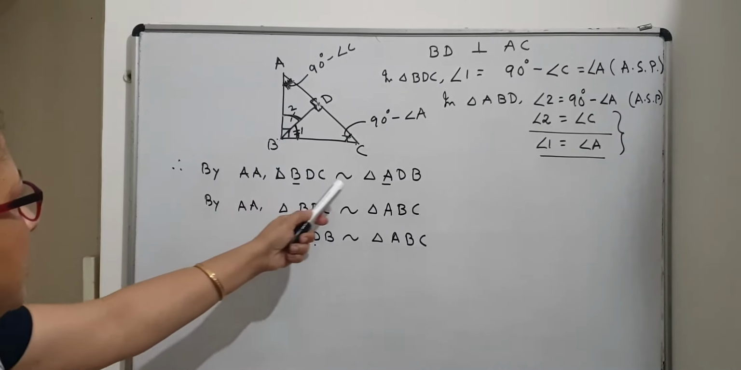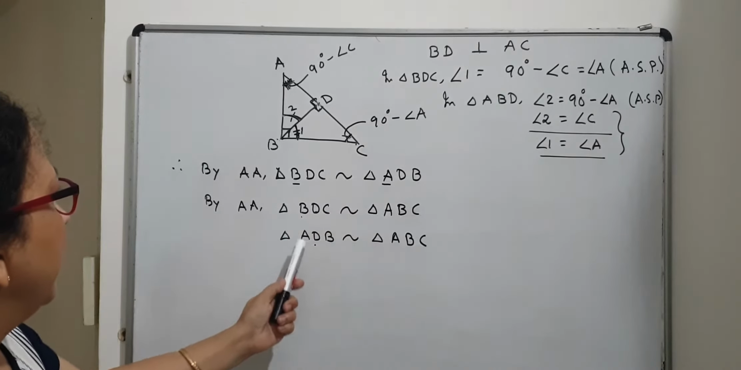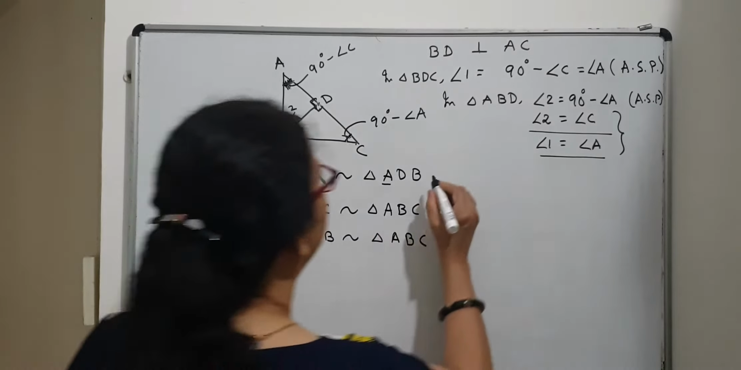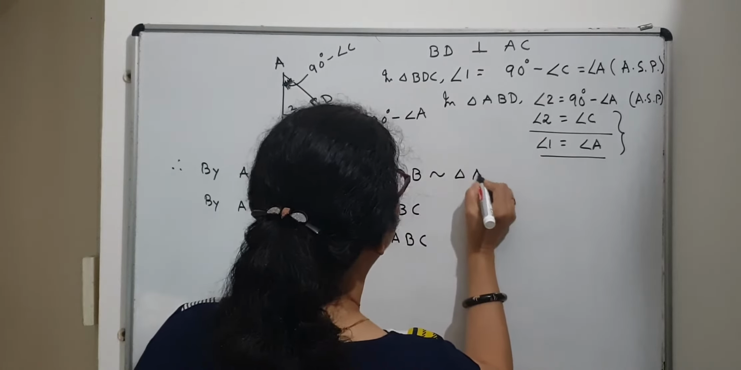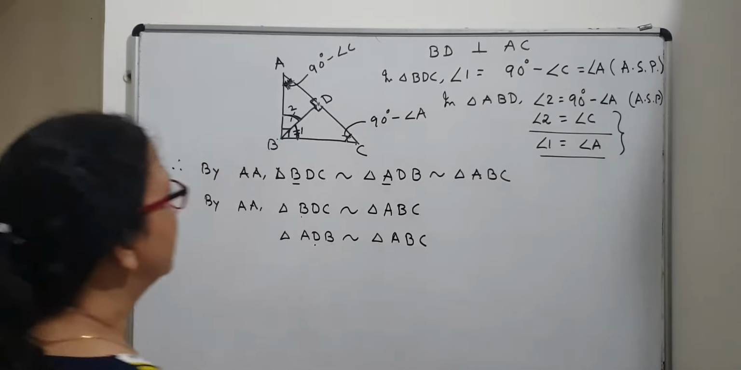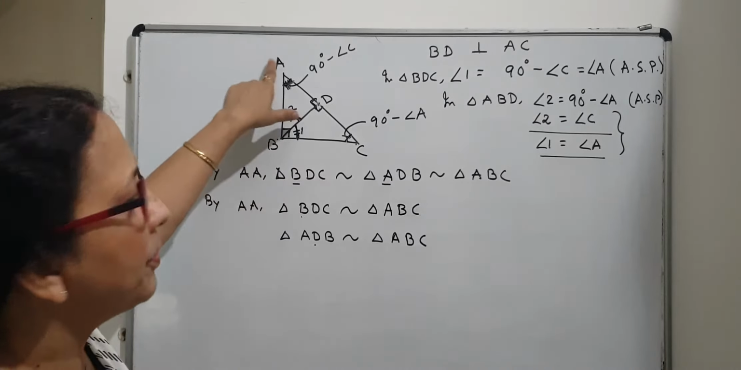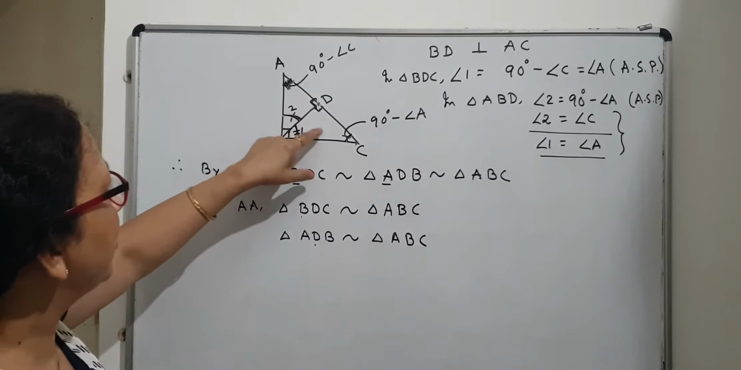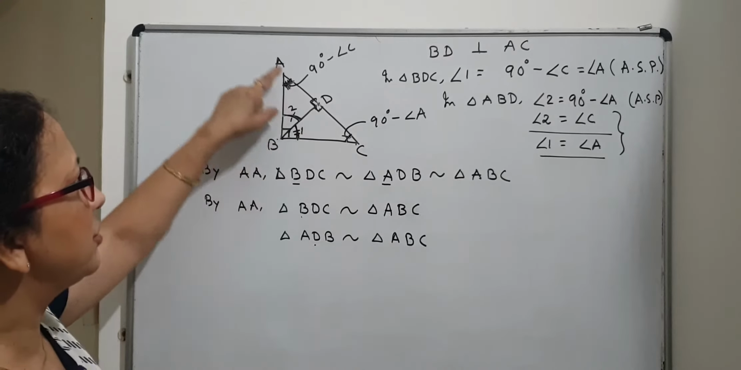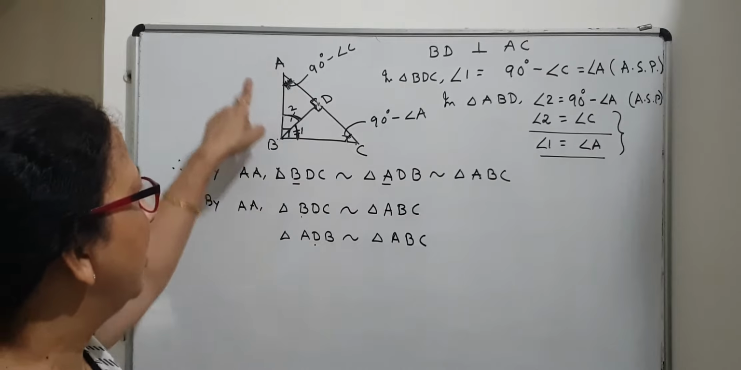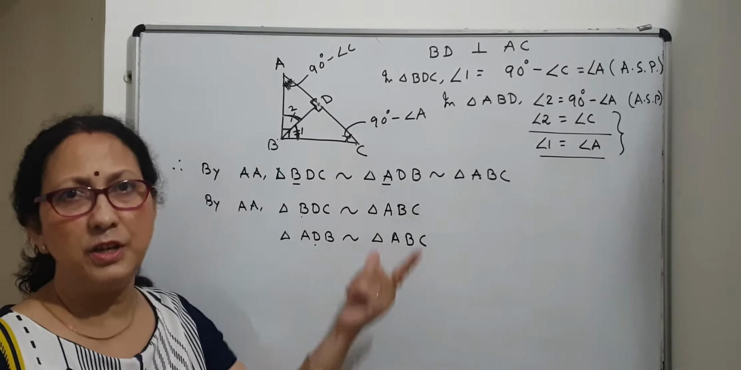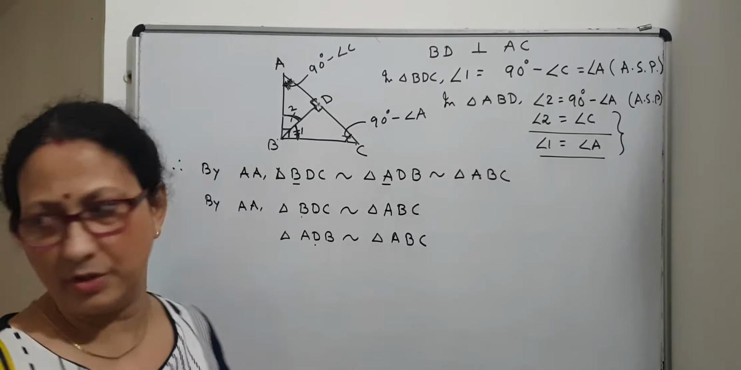So BDC is similar to this, and ADB is similar to this, both are similar to this, so all are similar to ABC. So that's the theorem proved. That is, when a perpendicular from the vertex of 90 degrees is dropped on the hypotenuse, the two small triangles generated are similar to each other and so similar to the original triangle. So this one will be used in proving Pythagoras theorem. So let's do this one.